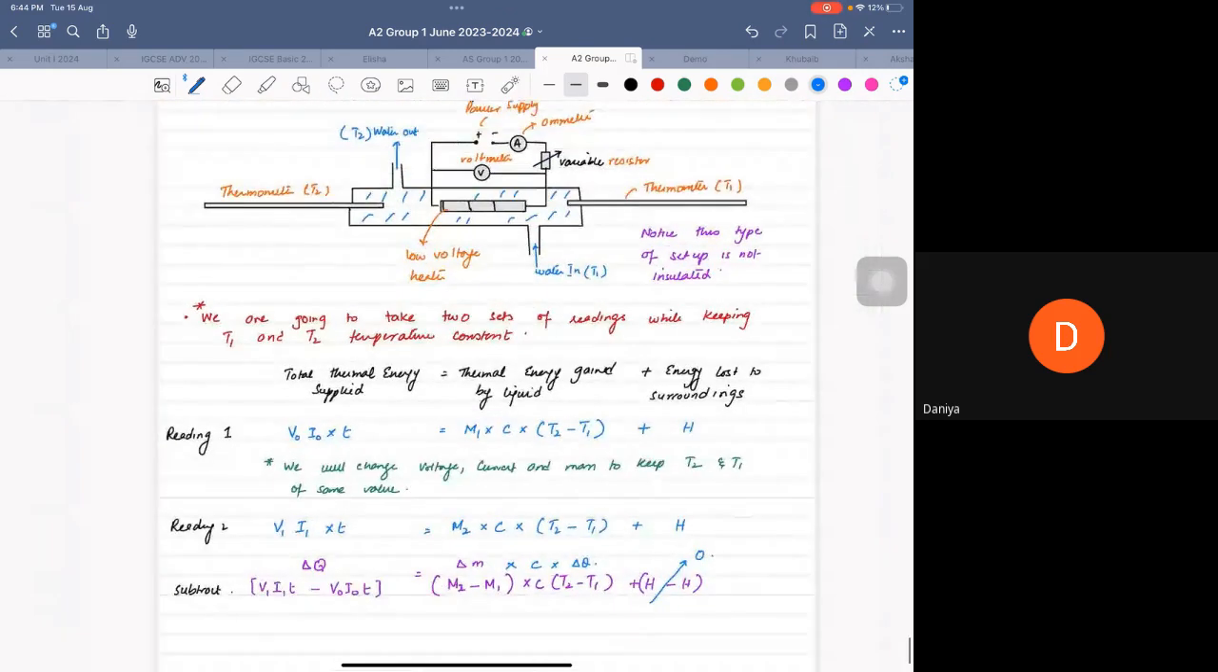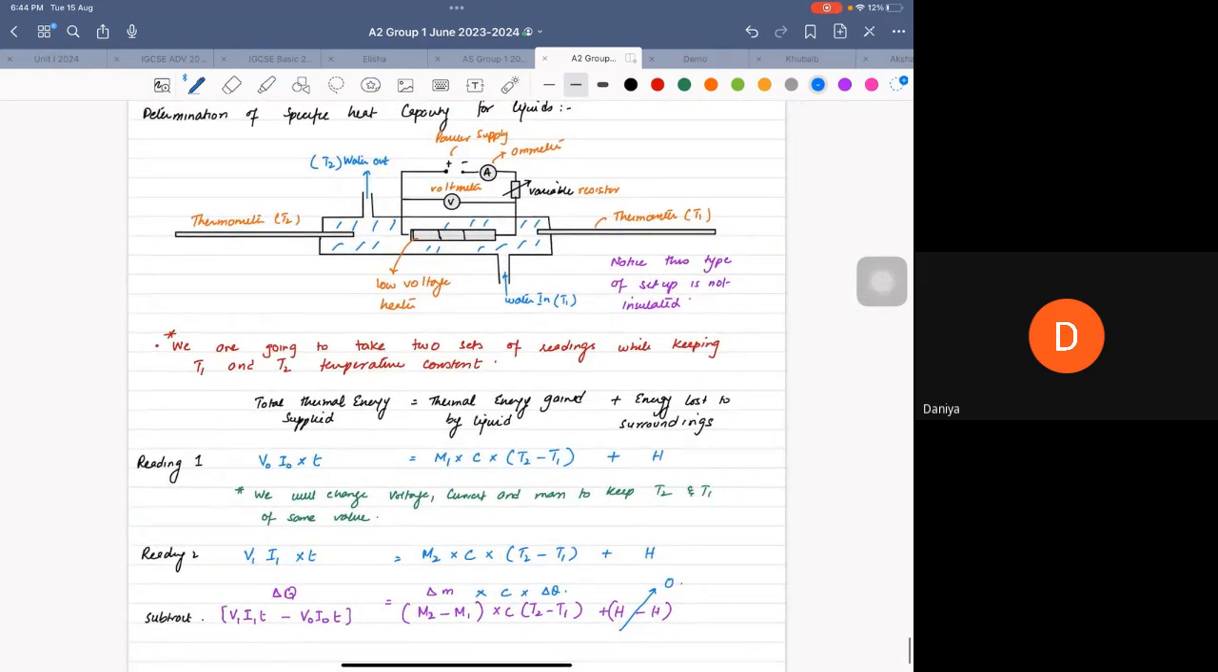Please write this down, draw the whole thing, and then we'll see what kind of questions we expect in the exam as well.